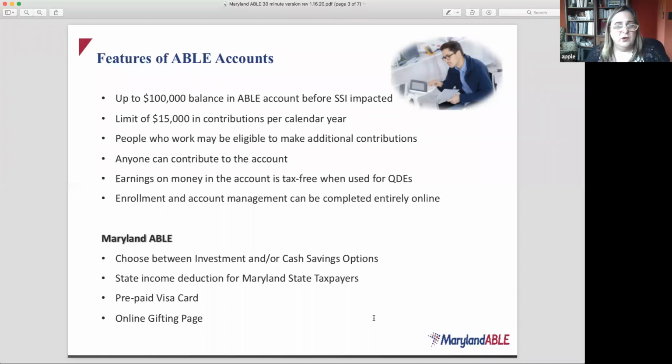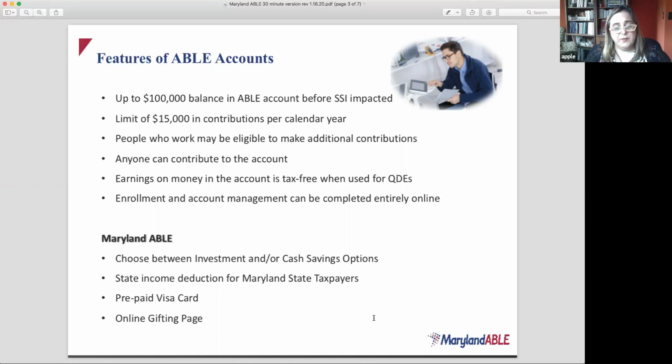Another feature we have in Maryland is the state income deduction for Maryland state taxpayers. So if you contribute to an ABLE account, you are able to claim that as an income deduction on your Maryland state taxes up to $2,500 per ABLE account. So if you contributed to more than one ABLE account, if you had several children or family members that had ABLE accounts, you could claim up to $2,500 of those deductions per ABLE account.